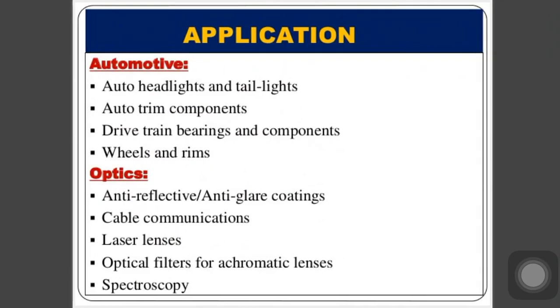Then we can also use it for automotives, such as auto headlights and tail lights, auto trim components, drivetrain bearings and components, wheels and rims. Now for optic applications, we can use it for anti-reflective or anti-glare coatings, cable communications, laser lenses, optical filters for autochromatic lenses and spectroscopy. So these are the applications of the sputtering process.